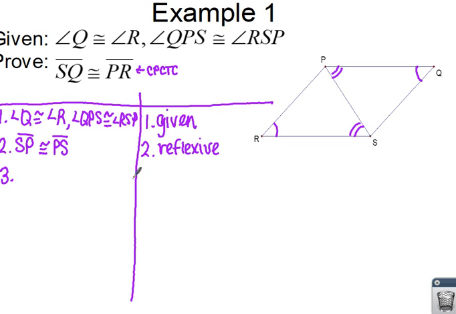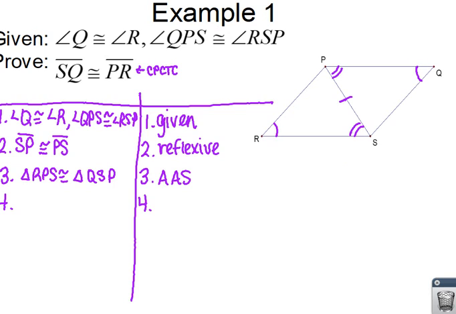The reflexive property, not reflective. There is an X in there. Make sure you've got that. All right. So if we have that, then right now if we look at our triangles, they have an angle and a side. So we can say our triangles are congruent. So triangle RPS is congruent to triangle QSP by angle, side. That means that we can prove any parts of those triangles congruent.